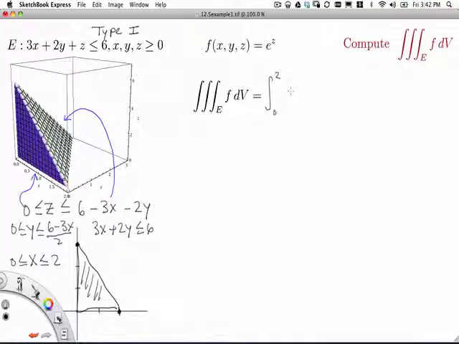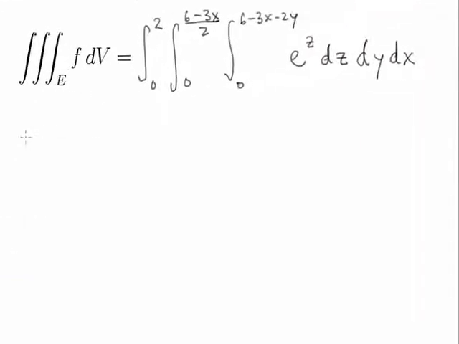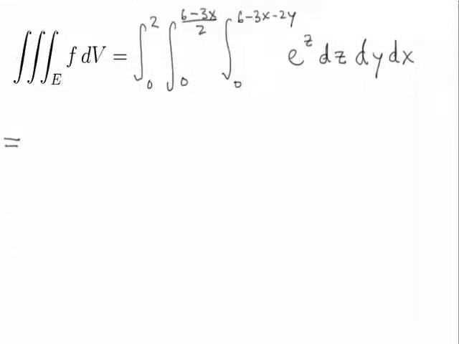So we have the integral from 0 to 2, the integral from 0 to 6 minus 3x over 2, and the integral from 0 to 6 minus 3x minus 2y. The integrand is e to the z, and we've set this up as a type 1 integral, so it's dz first, and then dy, dx. Alright, at this point we're really back to single variable calculus, and we just start by integrating with respect to z, and we still have these two outside integrals.